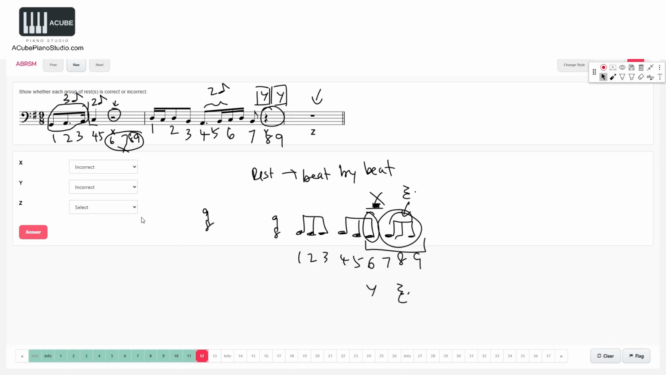Finally, for Z, Z is correct. It is a full bar rest, and a full bar rest is represented by this rest symbol. It doesn't matter what the time signature is. As long as it's a full bar rest, this is the rest you use, because this is also a full bar rest. Okay.